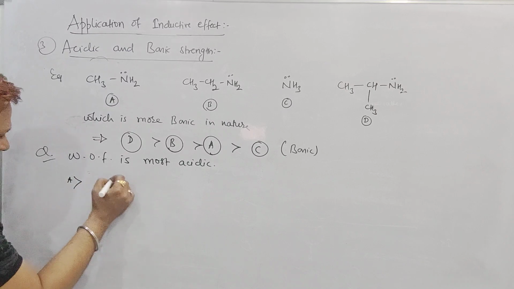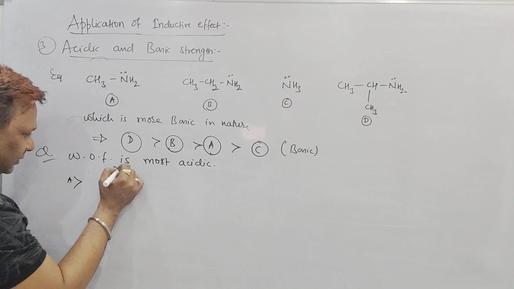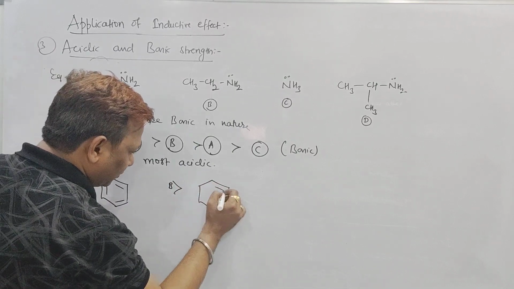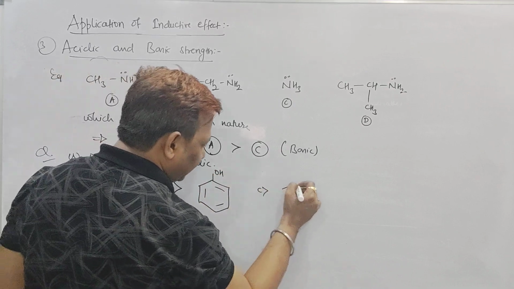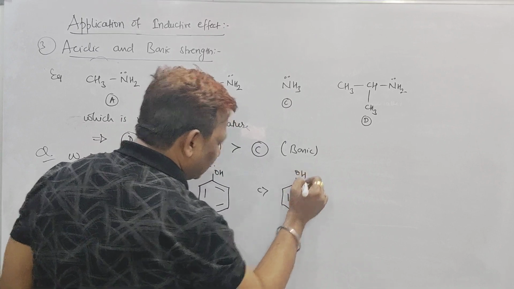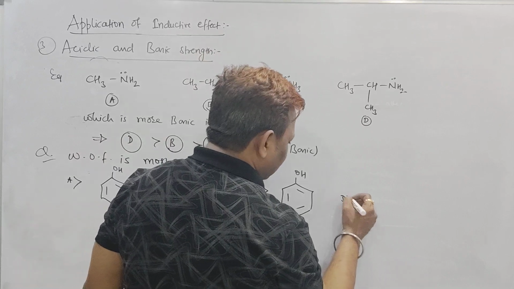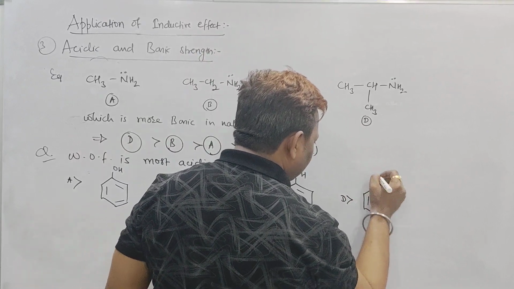The first compound is a phenol. Phenol means a benzene ring bearing an OH group is called a phenol. The second compound is also a phenol. The third one is a phenol. How many? Three over. The fourth one is also a benzene ring bearing an OH group, called a phenol.